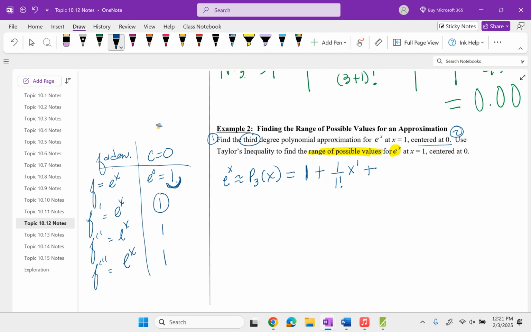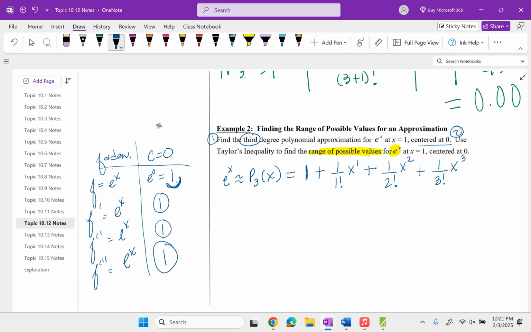Plus, what's my next coefficient? Also 1. What am I going to divide by this time, though? 2 factorial, x to the 2. Good. Plus, what's my next coefficient? 1 divided by what? 3 factorial, x to the third.